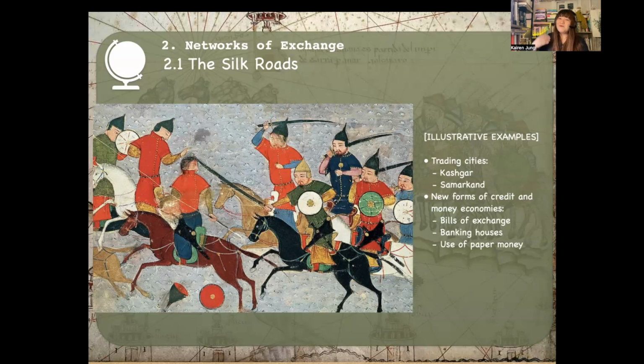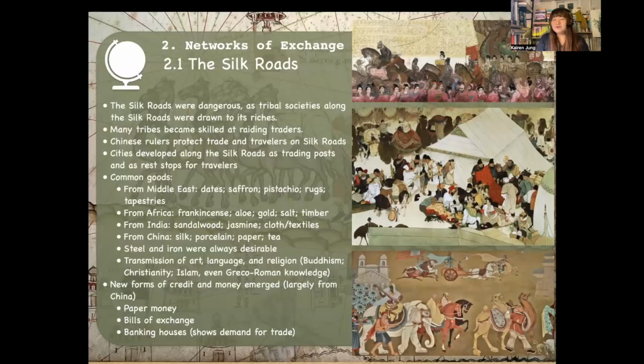We're going to get to that. Bills of exchange and banking houses being developed. Now let's really look at what it meant to be on the Silk Road. The Silk Roads were dangerous, as tribal societies along the Silk Roads were drawn to its riches. A lot of tribes became skilled at raiding traders.